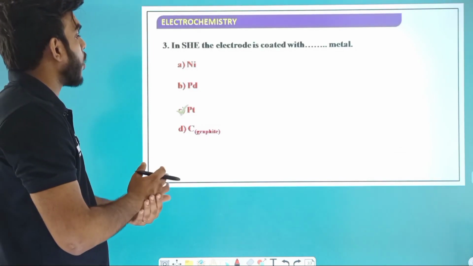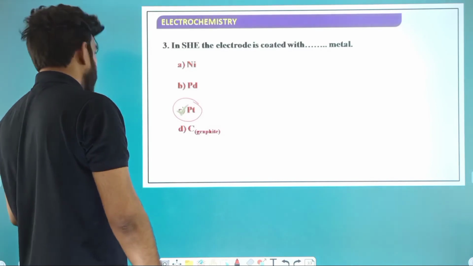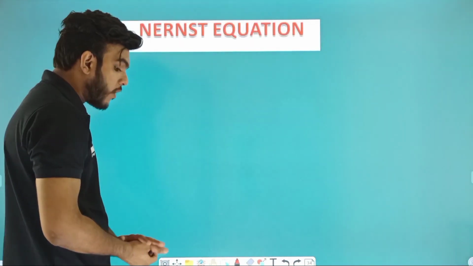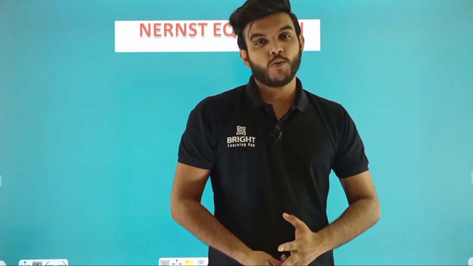The SHE electrode is coated with what? It is coated with platinum. We know it is coated with platinum. Then we have to go with our Nernst equation. We have to study our Nernst equation.